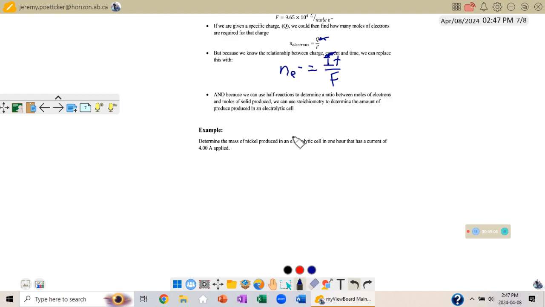Determine the mass of nickel produced in an electrolytic cell in 1 hour that has a current of 4.00 amps applied. Just a quick step away from this for a moment. The one thing that we're always assuming in these situations is that we have 4.00 amps, and it is also meeting the minimum voltage for the electrolysis to occur. So you could imagine some kind of question where it's asking you what's the minimum voltage given the setup that we have, and then, with this many amps of current, how many grams of nickel, for example, are produced. So let's take a look.